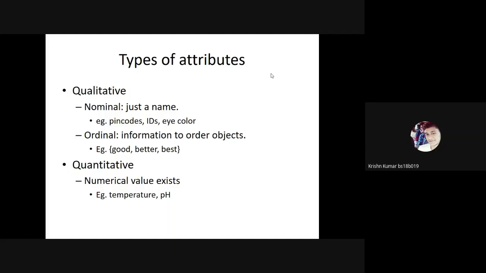Oh yes, sir. It is like that. So certain categories can be put in an order. Certain categories cannot be put in order because the idea of order cannot be imposed. It's meaningless. So when you can impose an order on these categories, you call them ordinals. This is a subcategory of qualitative attributes.